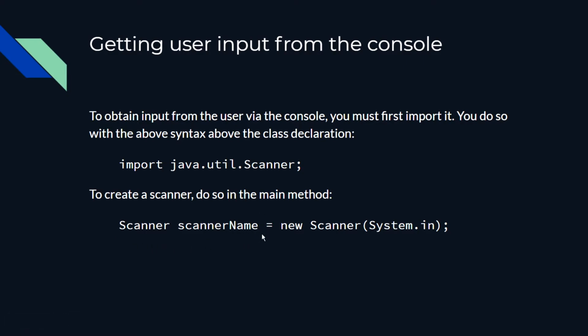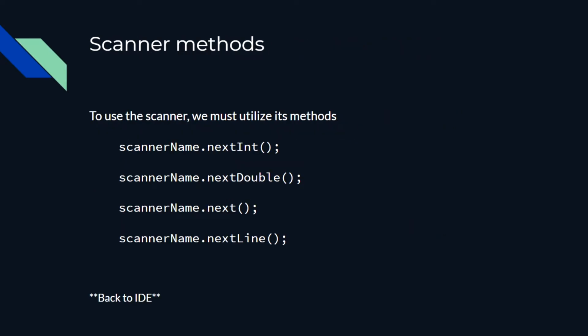And then we're going to initialize it, equals new Scanner. Now this is a type of object, so we're calling this new Scanner, and we're going to pass to it, in parentheses, System.in. Now to be able to use the scanner, you can't just say this and it'll magically say what's a number. You have to use scanner methods. So we have our scanner name dot nextInt. This will take the next integer on the line.